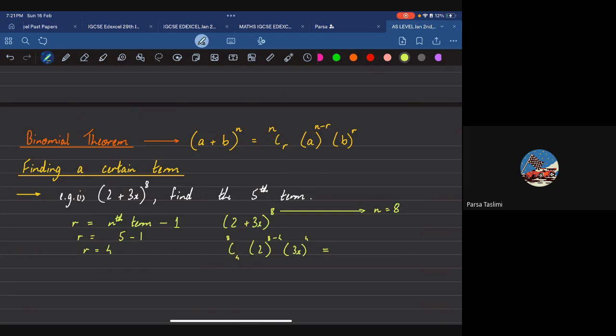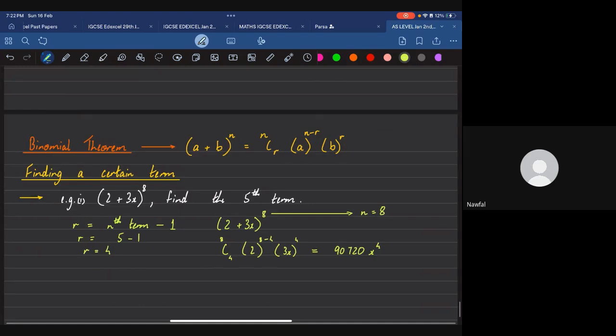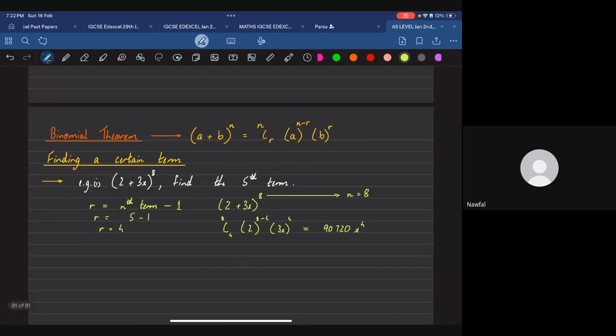Yes, what's the answer? 90720 x to the power 4. 90720 x raised to the power 4. Yes, that will be correct. Clear? Not 4. Oh, sorry, 4. Apologies.